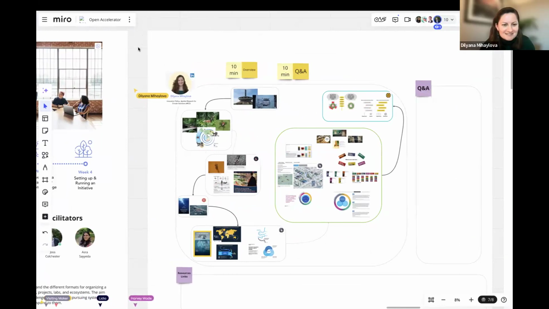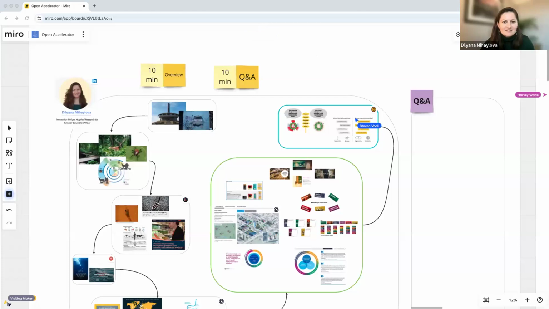Thank you, Asra. I'm going to attempt to share my screen now, so I hope this works. Let me know if you can see my screen. Yeah, we can. Perfect.